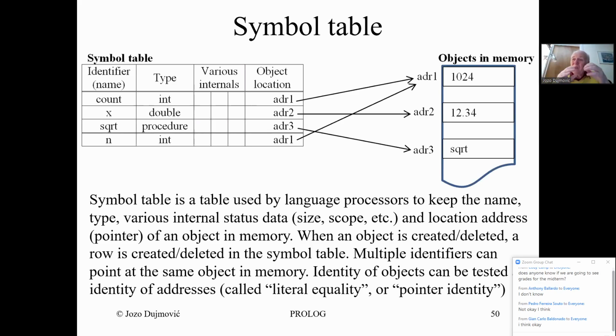You can check whether two objects are the same. They're the same because they share the same address. You don't look at what the object is at all. And then if you want to do that, you have to have a different command that will tell you whether they are the same or not. So this is the role of the symbol table, and this is the role of checking objects that we have here.